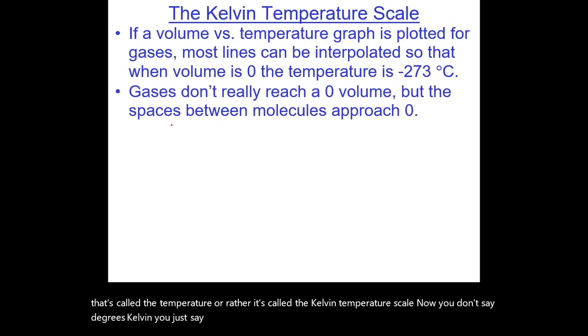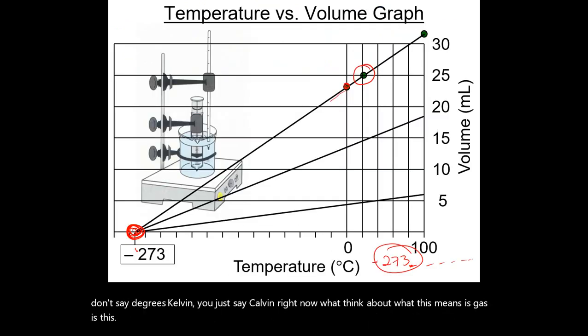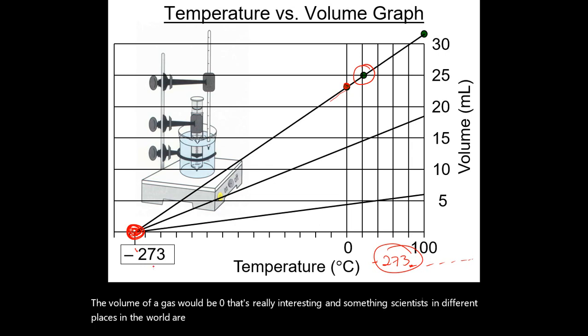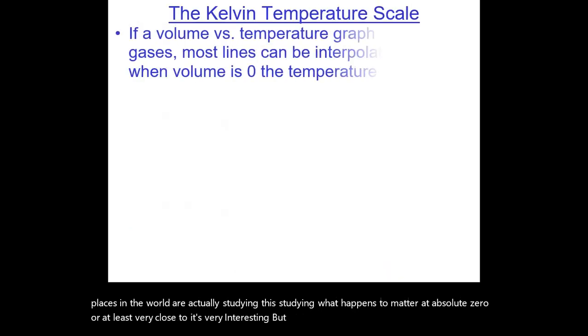Now, think about what this means for gases. This suggests something interesting. I'm going to go back. This suggests that at this temperature, -273 degrees Celsius, the volume of a gas will be zero. That's really interesting, and scientists in different places in the world are actually studying what happens to matter at absolute zero, or at least very close to. It's very interesting, but not the focus of this lesson, right?